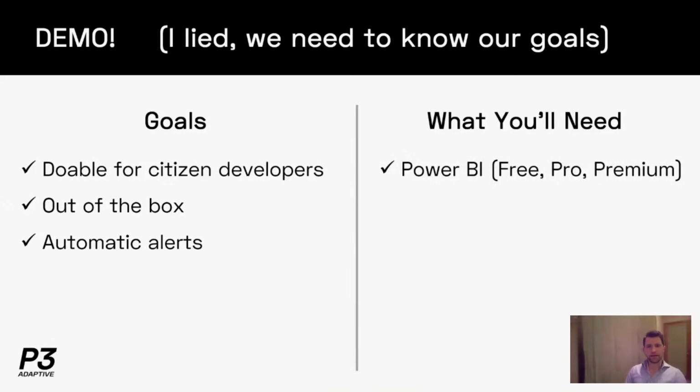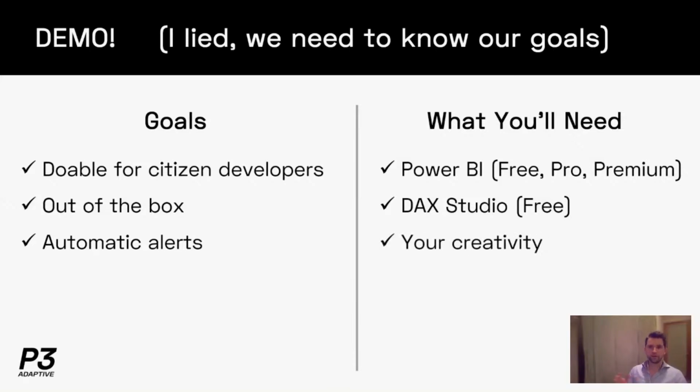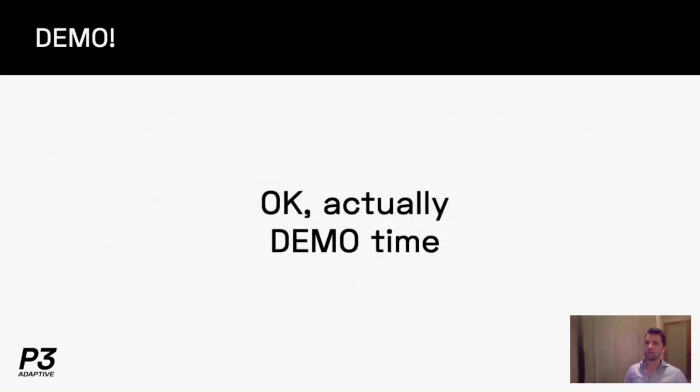And what you'll need is Power BI. What we're going to look at will work on free, on Pro, or Premium. You need an installation of DAX Studio, which is a free tool that plugs right into Power BI. And then, of course, you need some creativity and some discipline as you are building your reports to essentially save the results of your manual validation and really automate that for the future. So I hope that this gets you guys excited. Let's go ahead and jump into our main demo for the evening here.